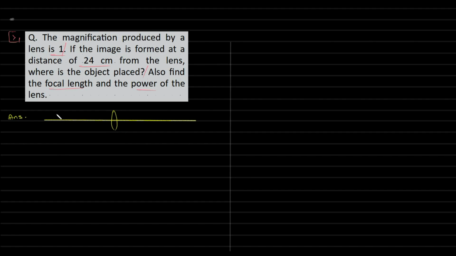So we have object kept at what? 2f1 and the image will be at 2f2. Why is it so? How can I tell this? See, magnification is 1 means what? So let me write that. If we have a magnification of 1, given m is equal to 1, right? Object is at, image is at minus 24 centimeter, plus. How am I able to conclude this? I'll explain.